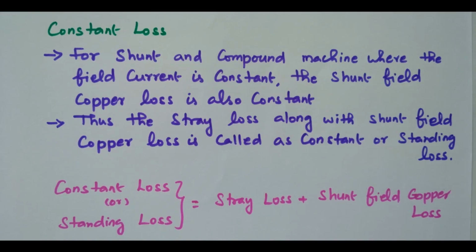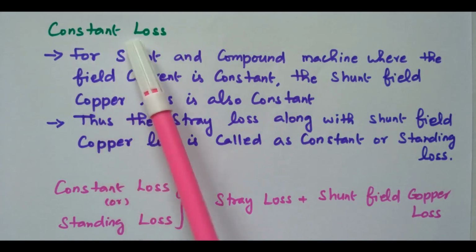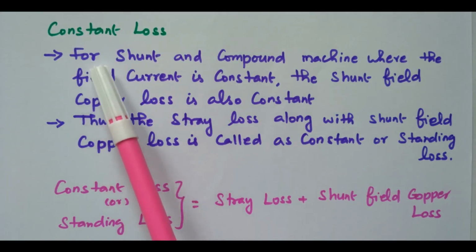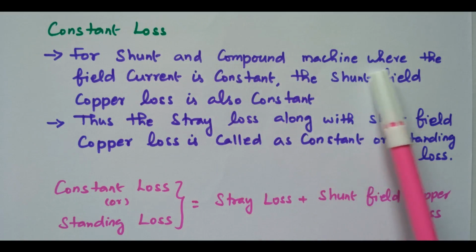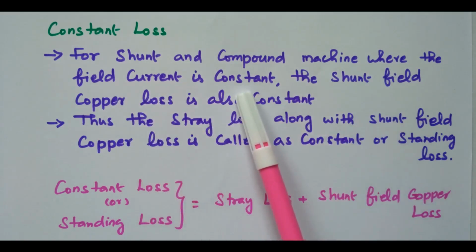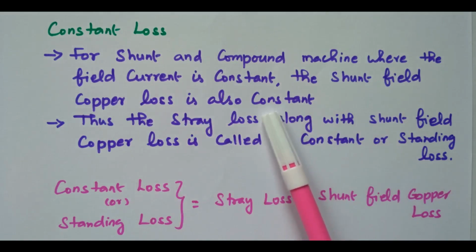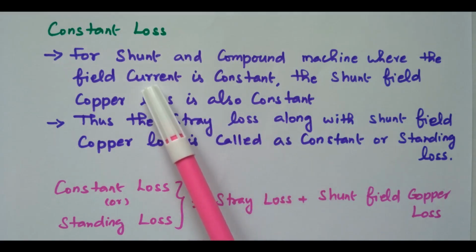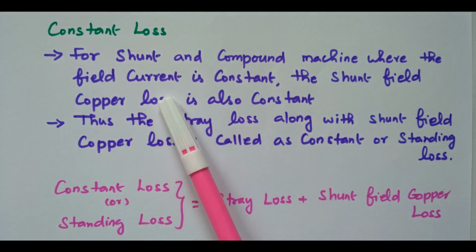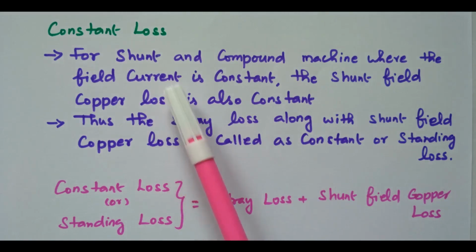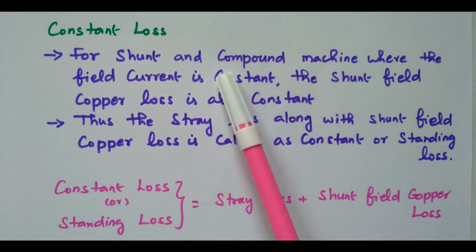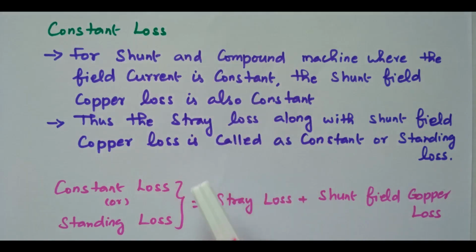Further, we have constant loss and variable loss. Again, it is split into two major divisions. Constant loss: what is constant loss? In the shunt and compound machine, the field winding current is constant, so the shunt field winding copper loss is also constant. If it is a series field, when the current increases, the losses increase. But in the shunt field, the current is almost the same and will not increase depending upon the load. So the shunt field copper loss we can also take as a constant loss.